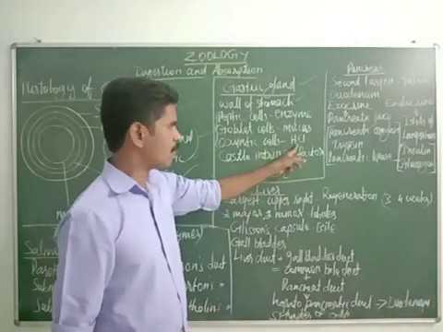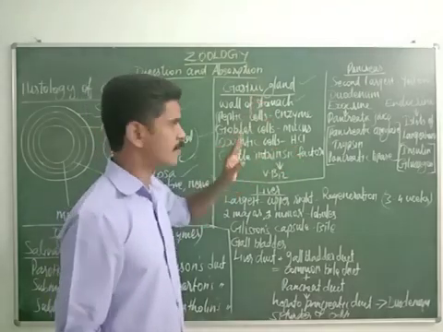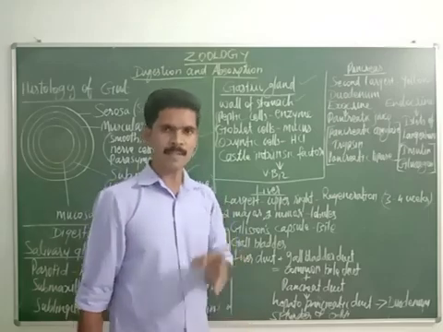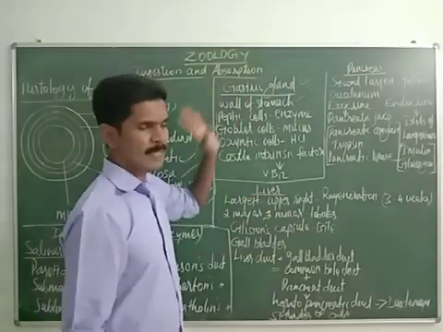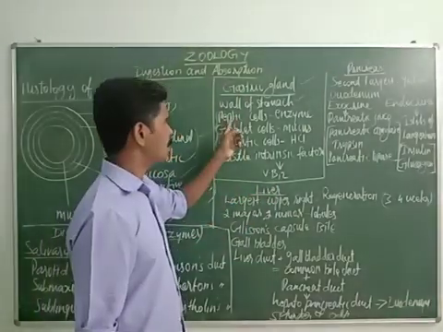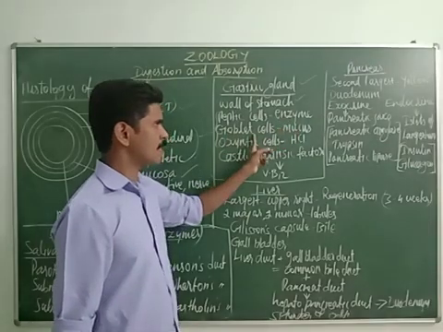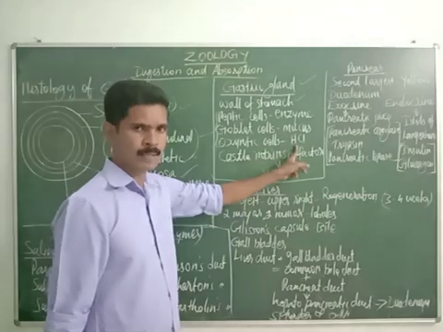Dear students, now we completed two points about the gastric glands. First we studied the location: it is located in the wall of the stomach. Then we studied the three cells and their secretions. Peptic cells secrete enzymes, goblet cells secrete mucus, and oxyntic cells secrete hydrochloric acid.